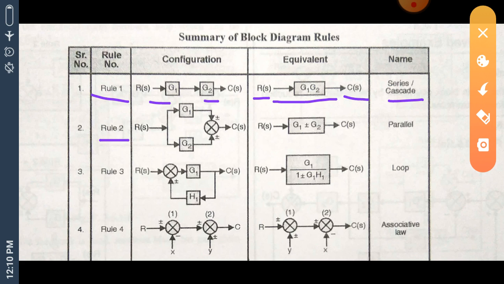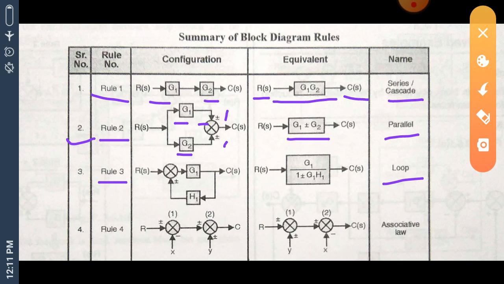Rule number 2 is for parallel. When two blocks G1 and G2 are connected in parallel, the meaning of parallel is they are reaching one summing point with the same signs. That is nothing but a parallel combination of each other. Therefore, their equivalent block will be written as G1 plus or minus G2. This is the parallel rule.